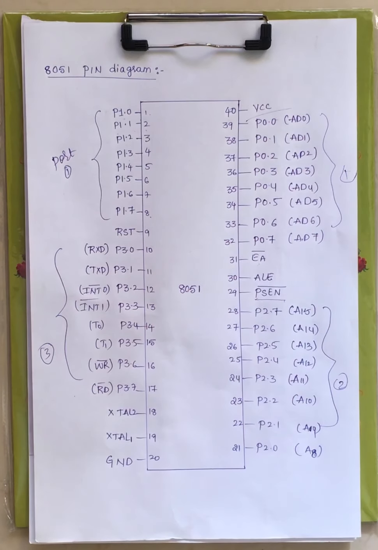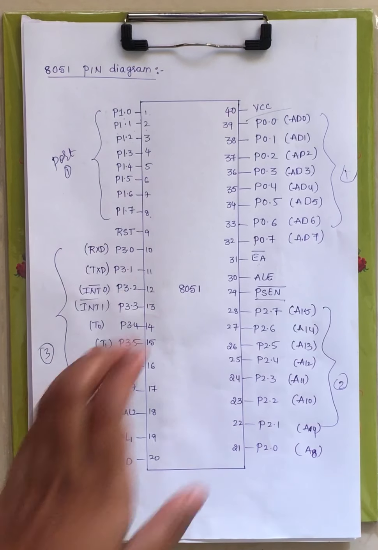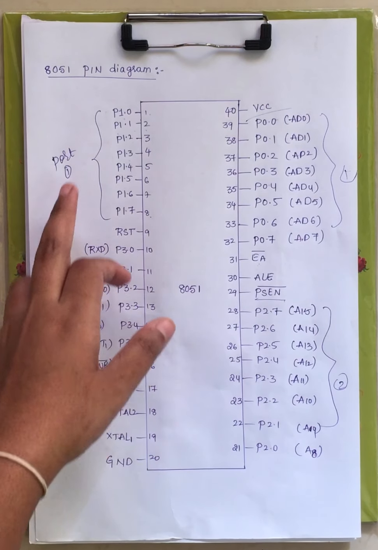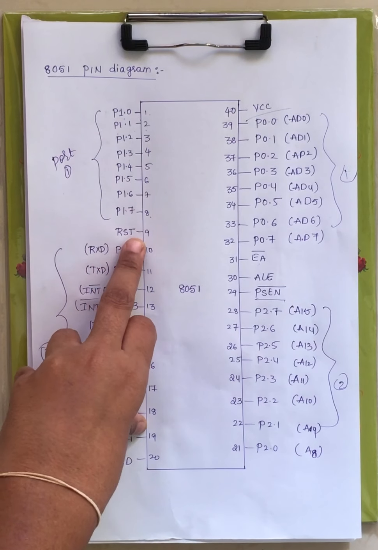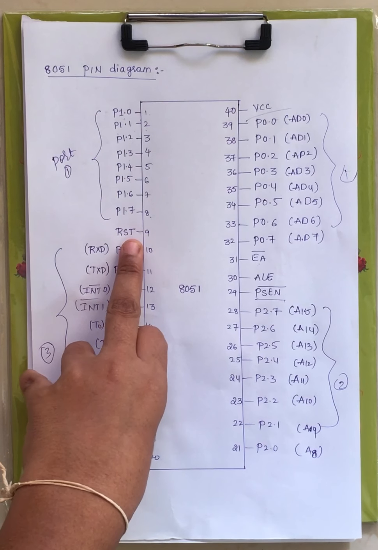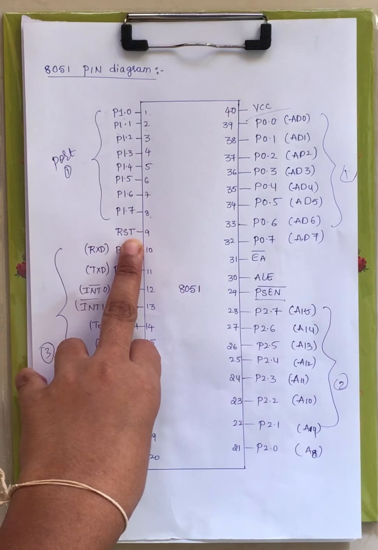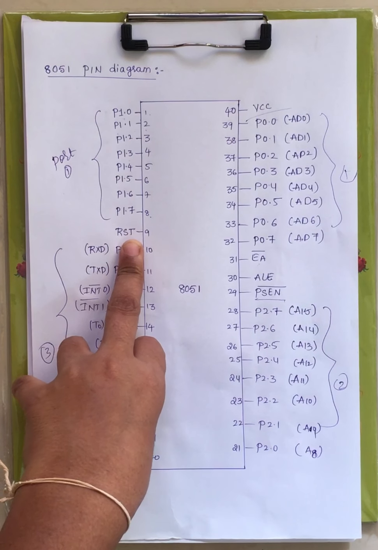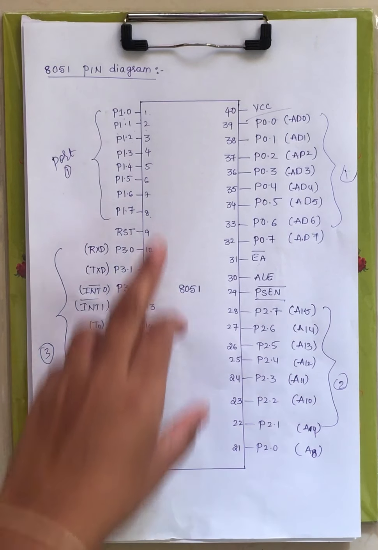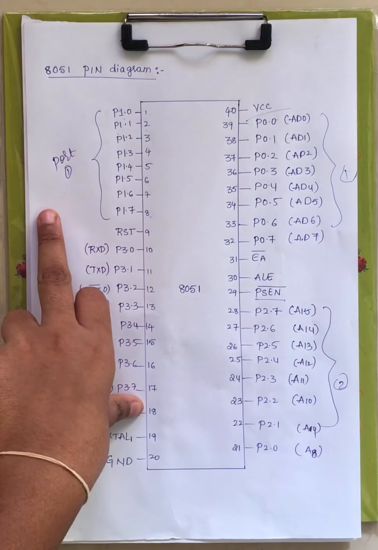And here you are having VCC, right? Now let us see one by one, starting from pin number 1 to 8, which are allotted to port 1. It doesn't serve any special function except input output function. It serves only input function or output function, except that it doesn't serve any other special function.